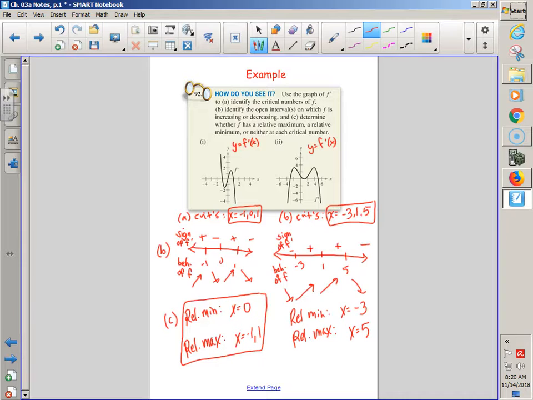Oh, didn't they ask at each critical number whether it's a relative max or relative min, or why is 1 a neither? Because there's no change in direction of f. There's no change in sign of f prime. Dun, dun, dun, dun, dun. Questions?